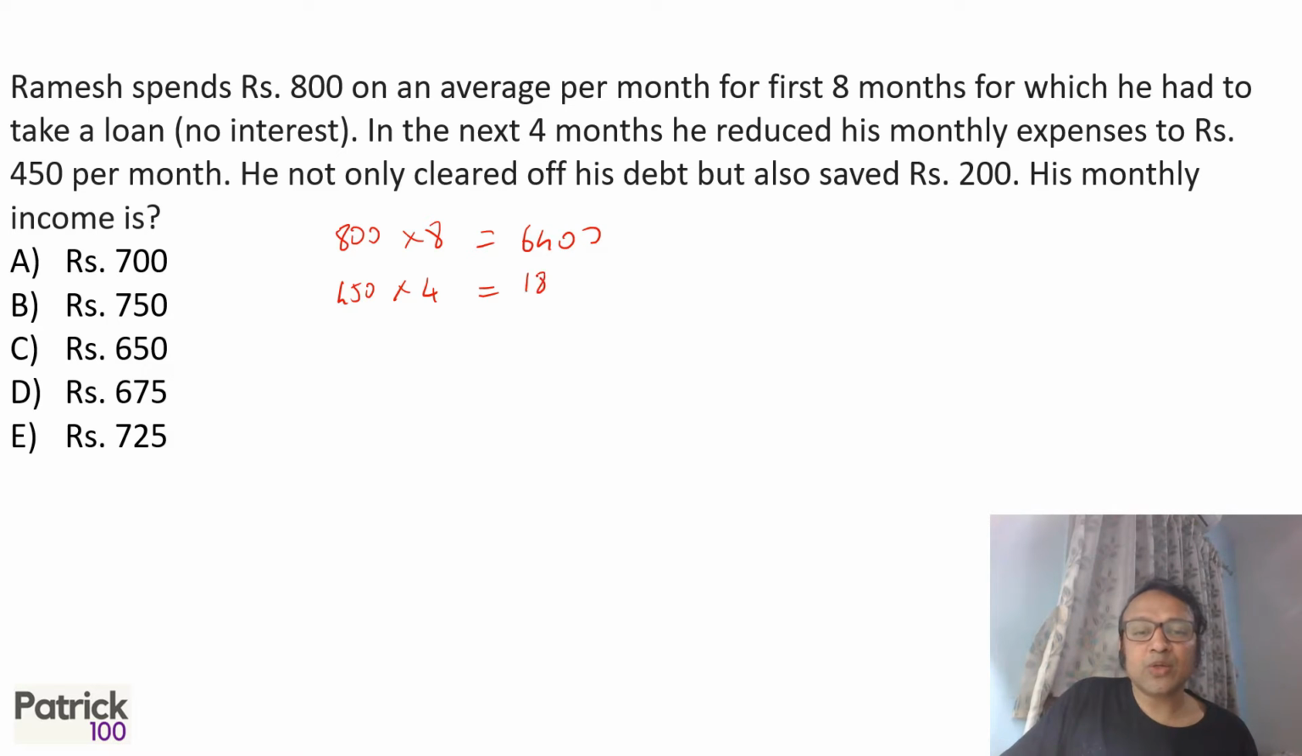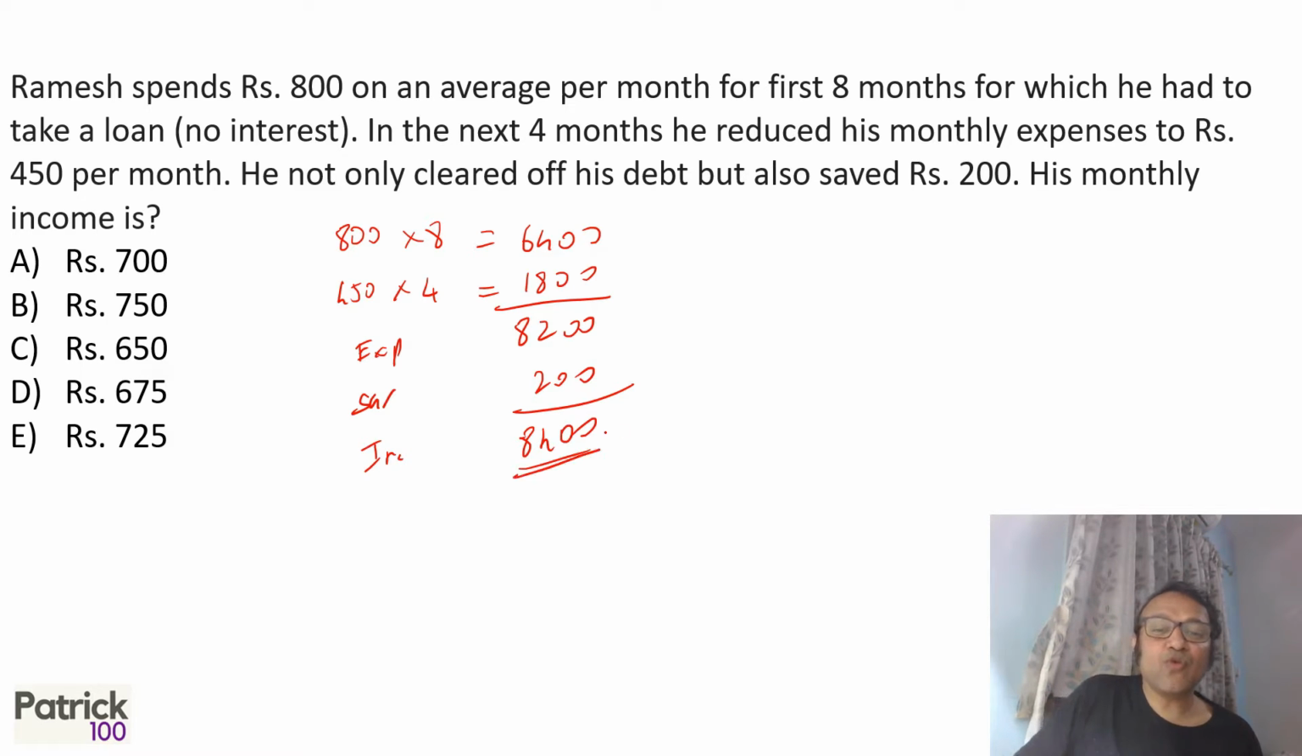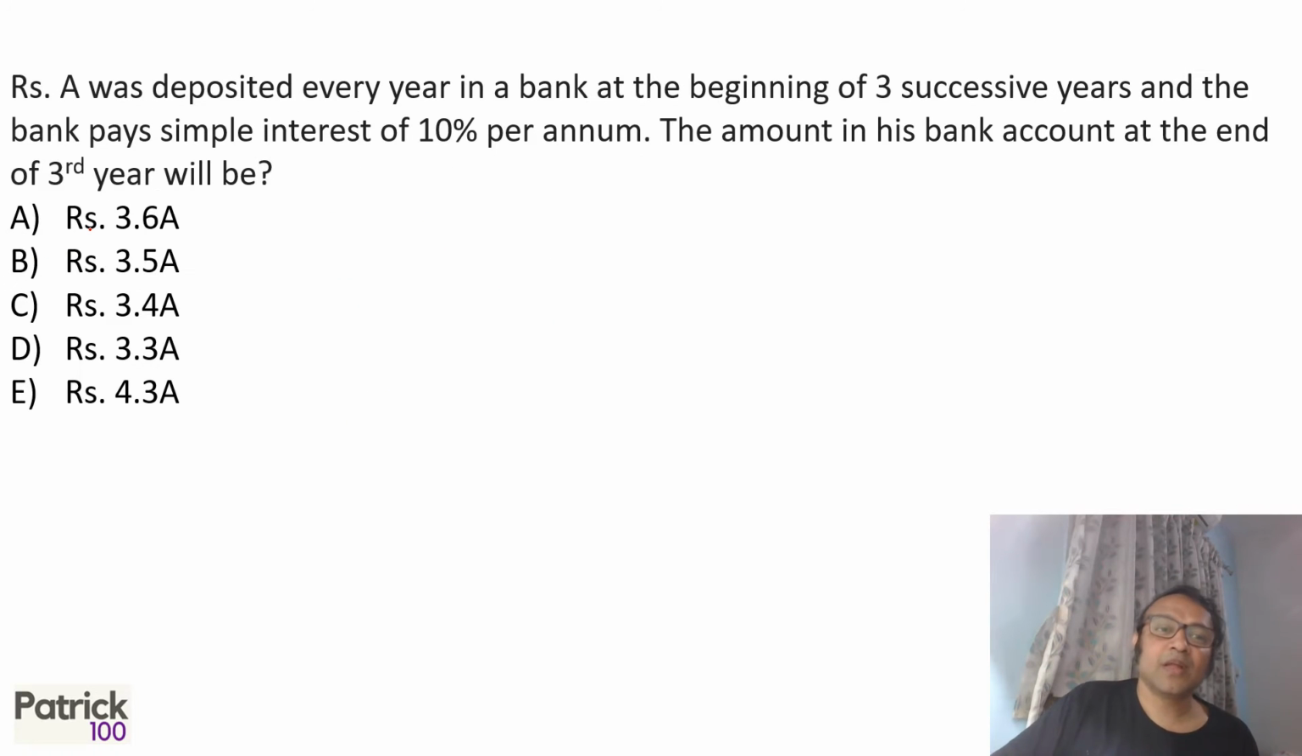6,400 plus 1,800, which if you add it up becomes 8,200. This is expenses. His saving is 200, which means his income is nothing but 8,200 plus 200. 8,400 is his income. 8,400 is income for 12 months. So automatically per month the income will be 700 rupees. That will be the answer. You need to be good at calculations also for doing it mentally. Mathematics, simple calculation, if you can do it fast, it will help.